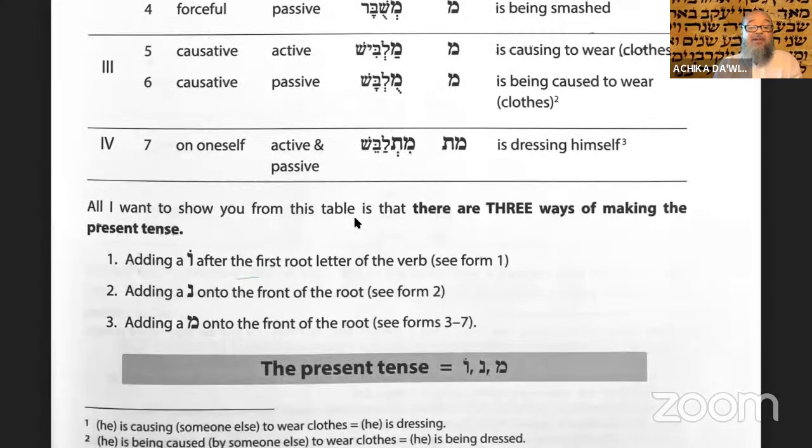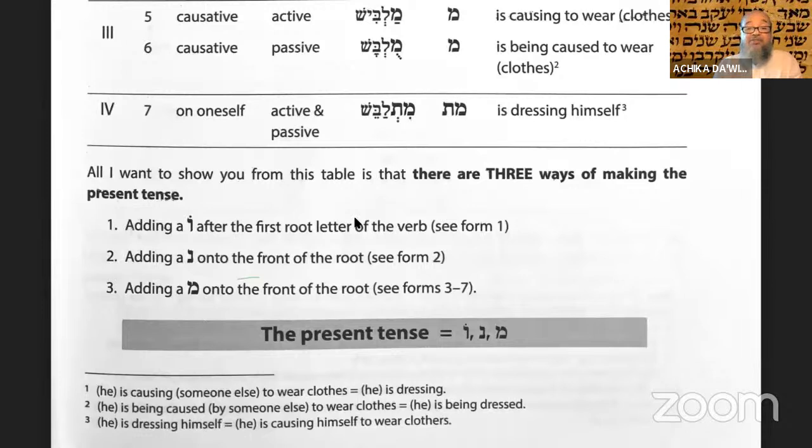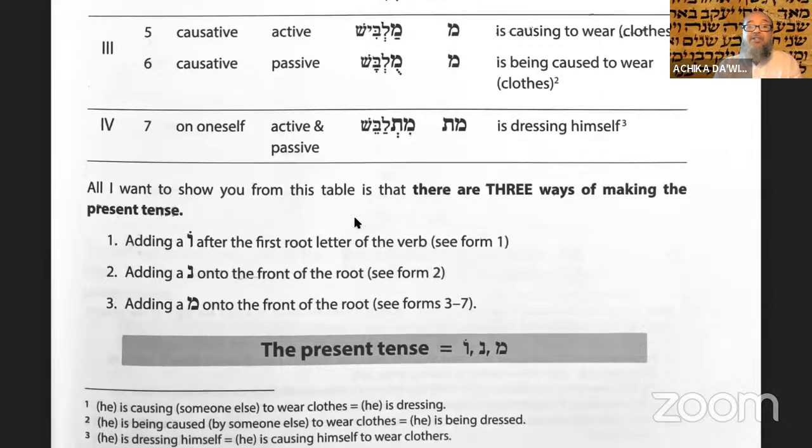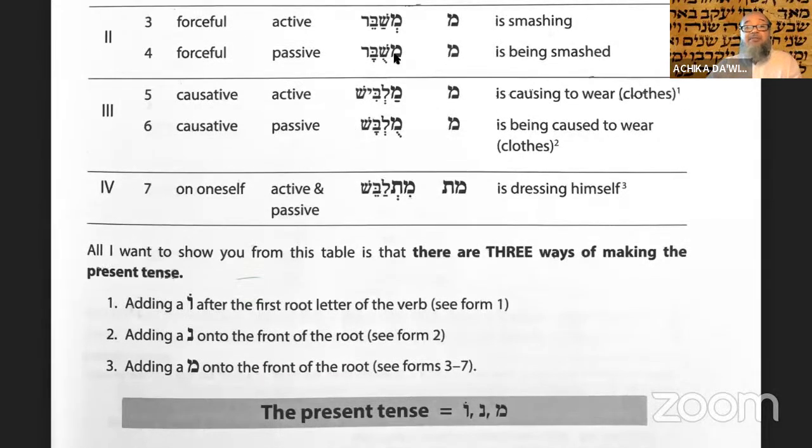Number 2, down on the bottom, he is being caused by someone else to wear clothes. He is being dressed. Okay. So if you're causing someone else to do something, then he is being caused by someone else, who is doing the action on him. He's the one who's receiving the action, and he is being dressed. And of course, they're talking about number 2 right there. And you can see that the he is already included in that part right there. They're just translating it out for us without showing any kind of letter.